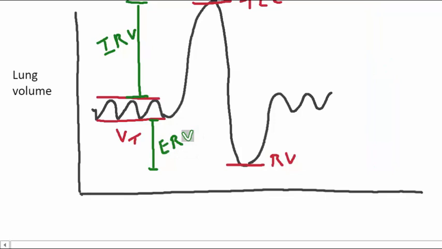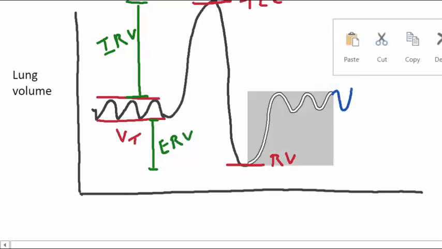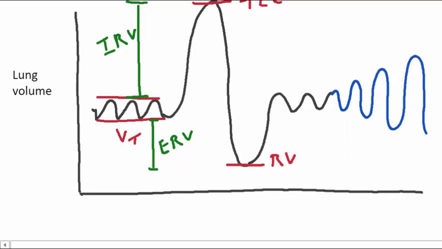Now let's see what happens to tidal volume when you start exercising. When you start exercising, your tidal volume will keep increasing and increasing and increasing, taking up more of the expiratory reserve volume and the inspiratory reserve volume as well. And you're getting closer to total lung capacity and closer to residual volume.